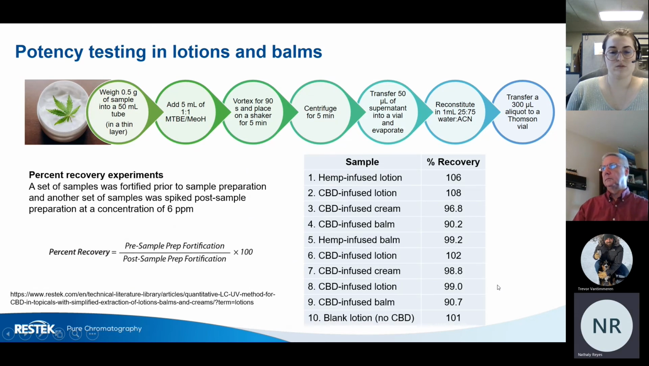And then in order to verify that the method was working, a comparison between samples spiked prior to sample prep and extracts spiked after sample prep was conducted. And here we can see results in terms of recoveries, which were all pretty good, demonstrating that we were not really losing cannabinoids over the sample preparation method.